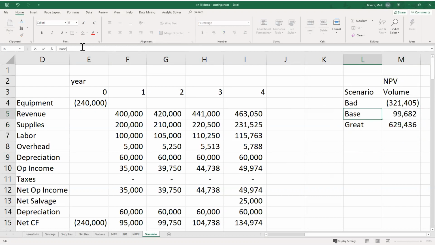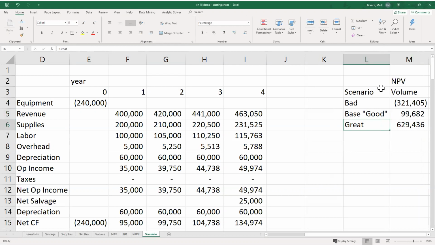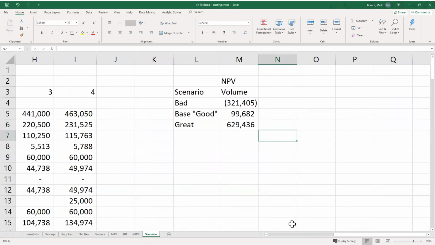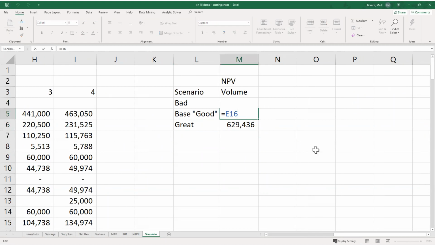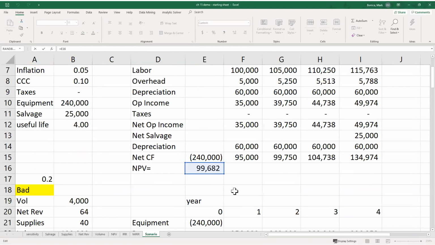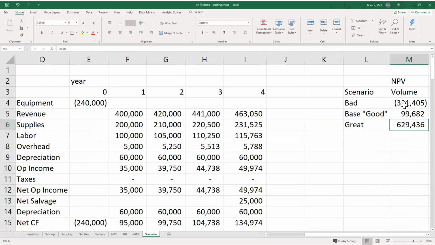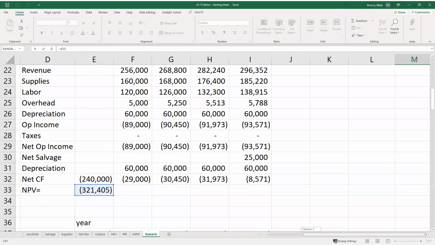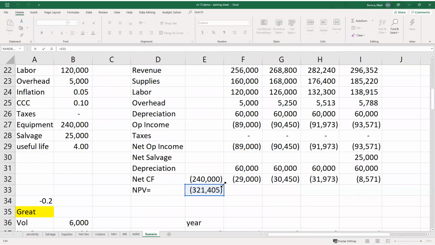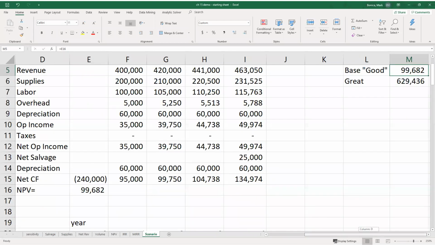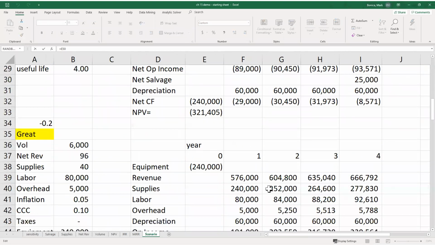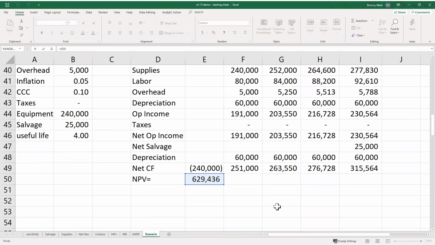The base case, right? So these are all drawing, right? So this is drawing from E16, which is over here, right? We did that, you know, this is all stuff we've done before. The bad case is E33, which is, you know, this one here, right? And then the great case goes to E50, which is down here, right? So we're all lined up.